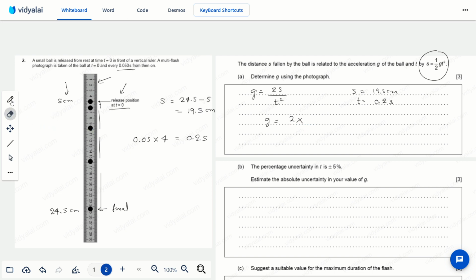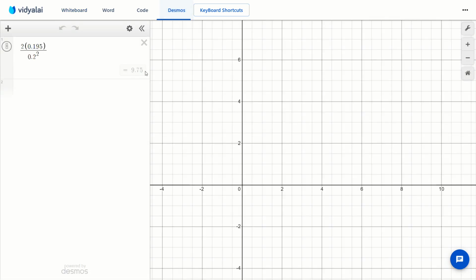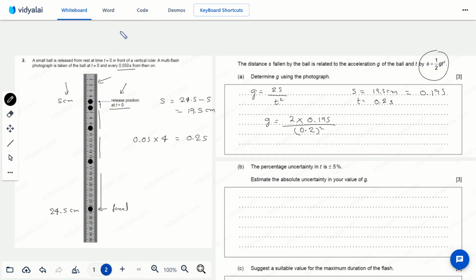So it's 19.5, and if I convert that into meters, I would get 0.195. Divide that by 0.2 squared, and I have already calculated the value out. It comes out to be 9.75 meters per second squared, because it is the value of acceleration. So acceleration is measured in meters per second squared.